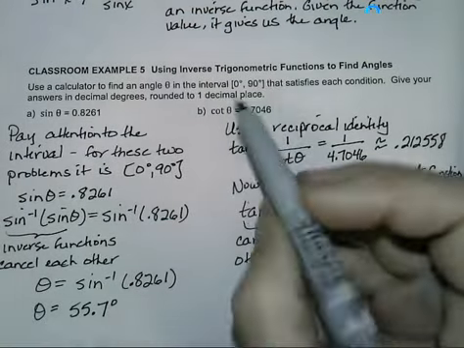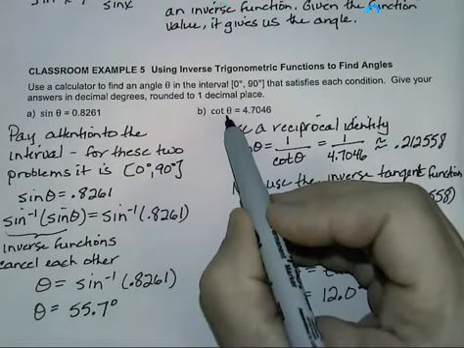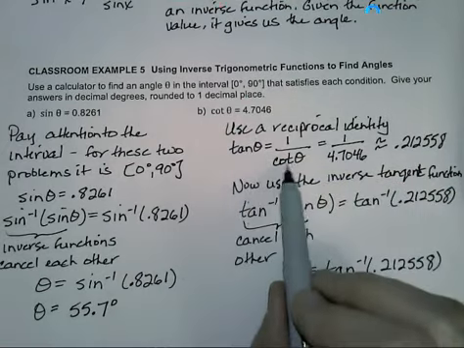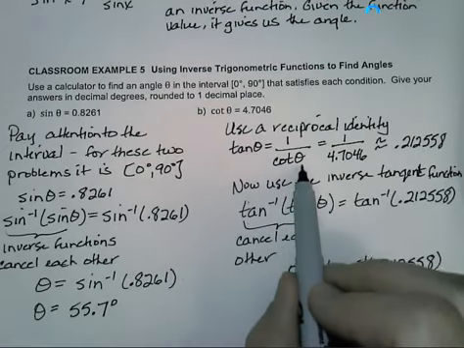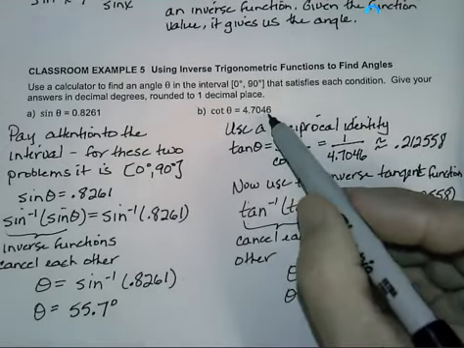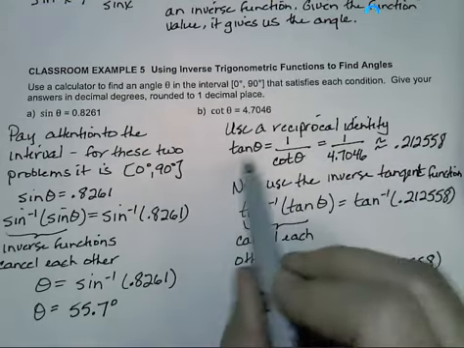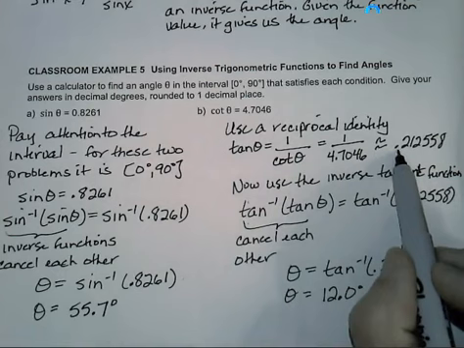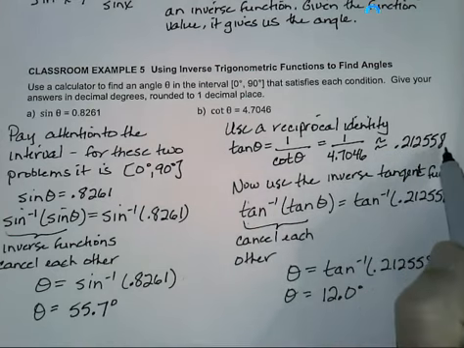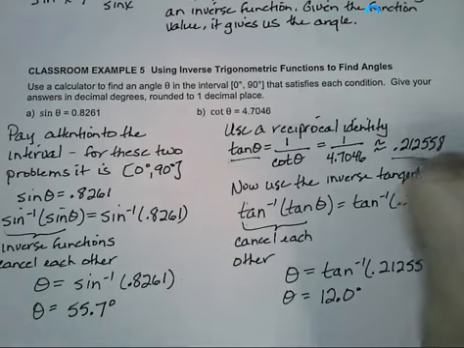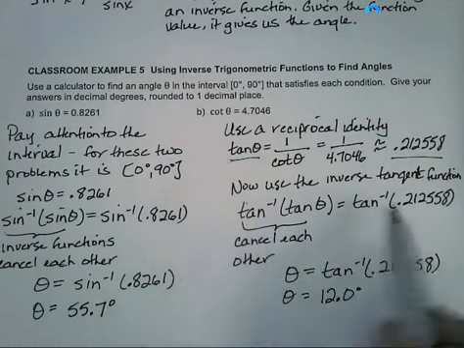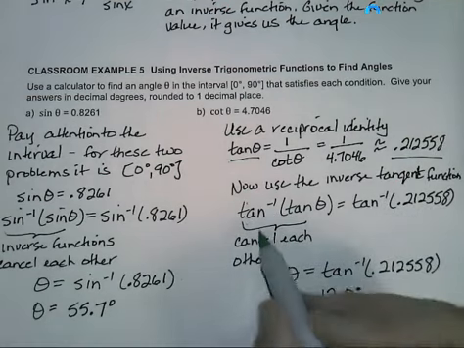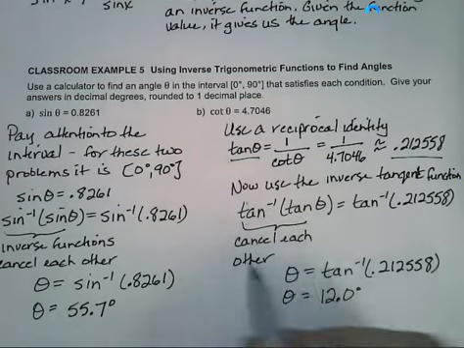Now for this problem, again, this isn't one of my 3 main trig functions, so I'm going to use a reciprocal identity to change this from cotangent to tangent. Tangent is equal to 1 over cotangent, so I'm going to take 1 over this value to get the value of tangent. That means tangent of theta is approximately 0.212558. Now I'm taking this equation and I'm going to use the inverse tangent function on each side. So over here I've got inverse tangent, and over here I've got inverse tangent. Then these two are inverses of each other, so they cancel each other out. That gives me just theta on that side.